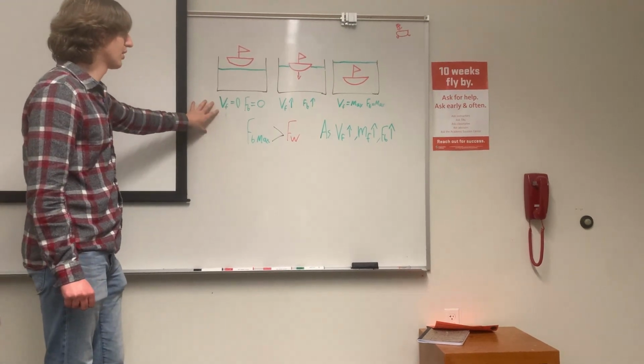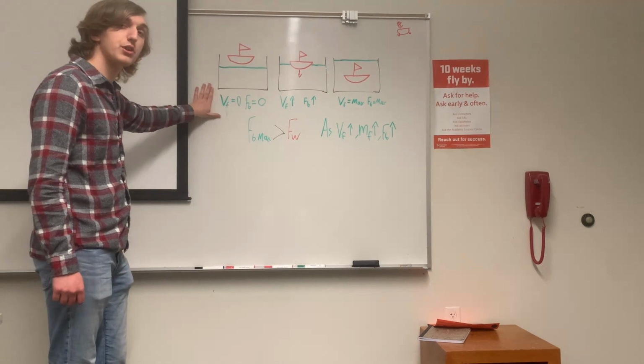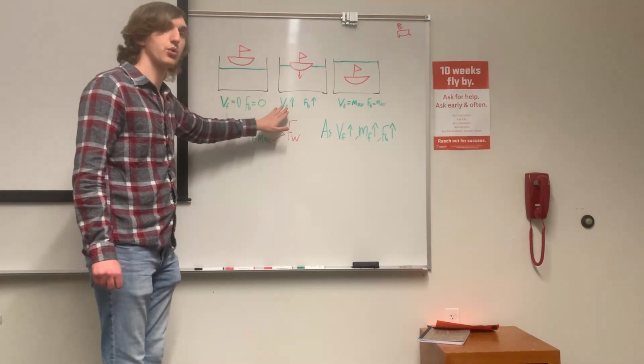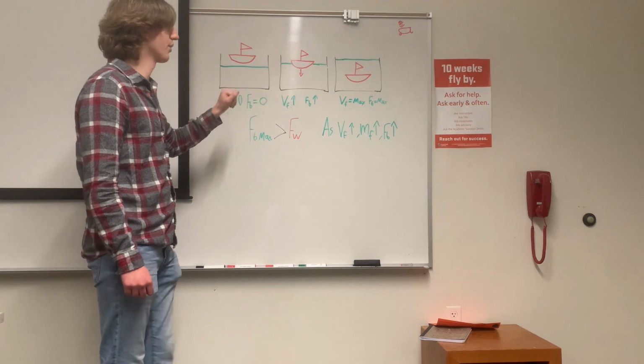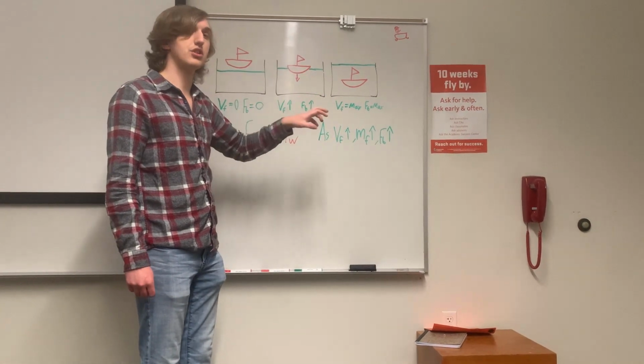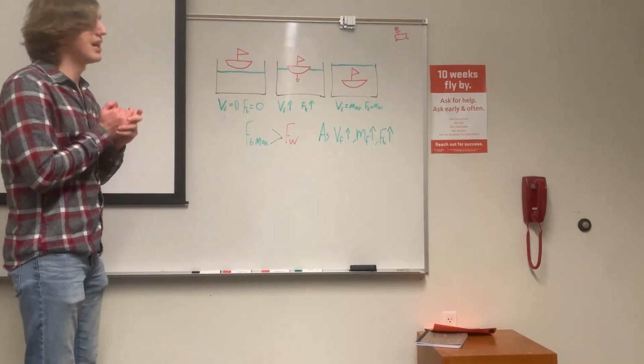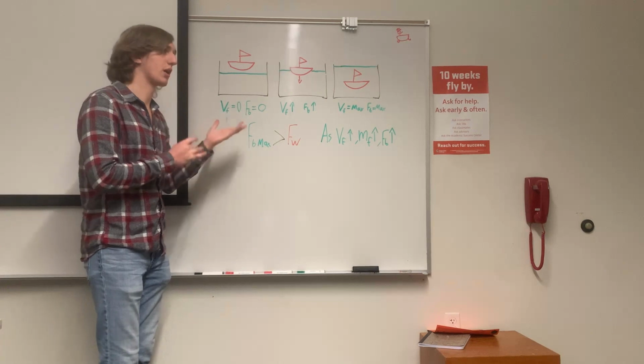So here are some little explanations of those. It starts out with no water displacement, and then water displacement increases as the object gets lower in the water, and then there's a maximum water displacement, and that can't change no matter where the boat is as long as it's fully submerged.